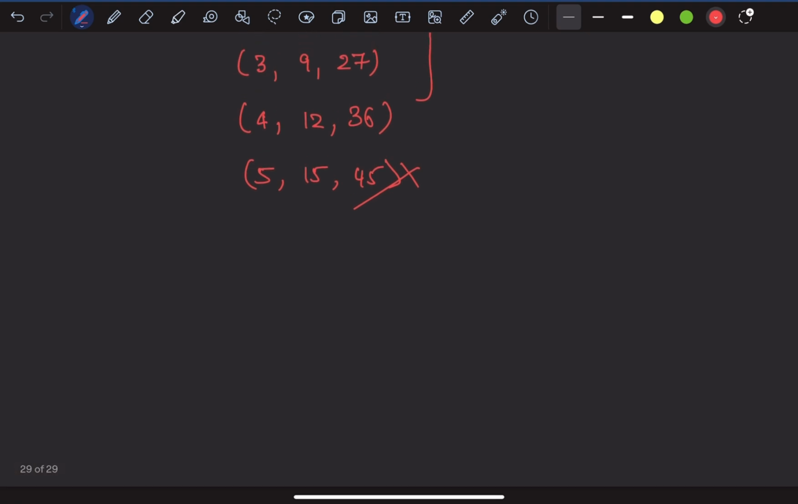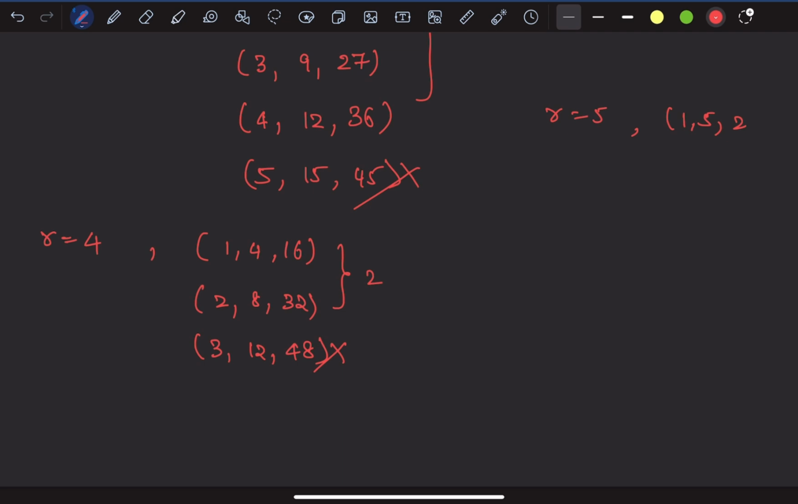Let us say R is equal to 4, then we have 1 4 16, or 2 8 32, or 3 12 48, which is not possible. So here we have 2 choices. If R is equal to 5, we can have 1 5 25, or 2 10 50, which is not possible, so one choice.